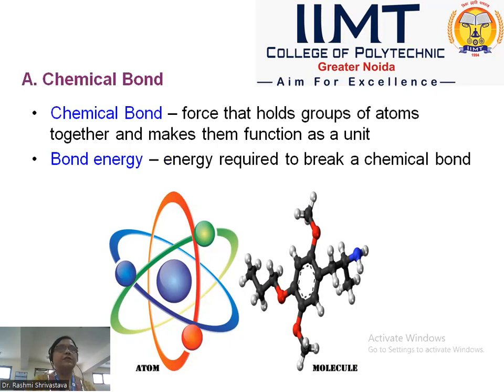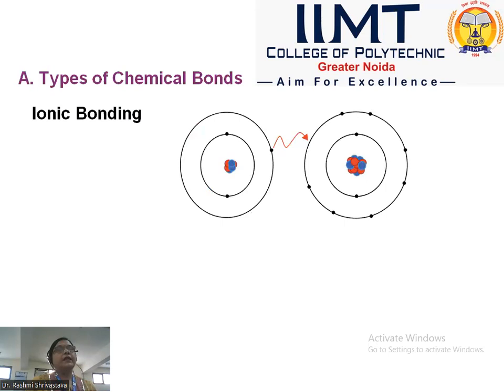Now, what is bond energy? Bond energy is the energy required to break a chemical bond. There are two types of chemical bonds. First is ionic bond. What is an ionic bond? An ionic bond is a bonding between metals and non-metals.